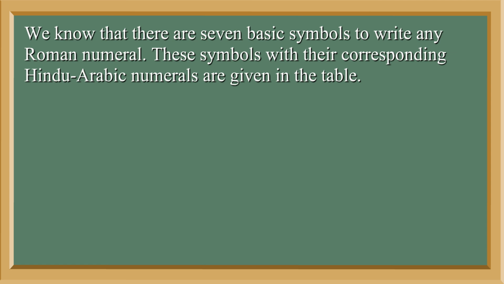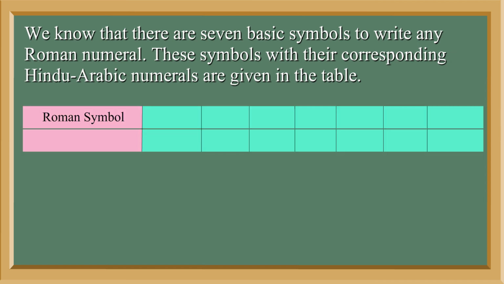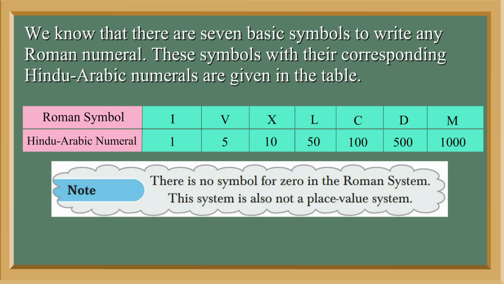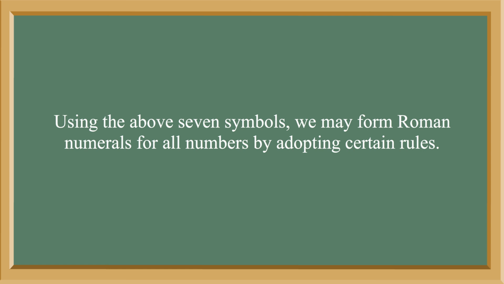These symbols with their corresponding Hindu-Arabic numerals are given in the table. Roman symbol I, V, X, L, C, D, M. Hindu-Arabic numeral 1, 5, 10, 50, 100, 500, 1000. Note: there is no symbol for 0 in the Roman system. This system is also not a place value system. Using the above 7 symbols, we may form Roman numerals for all numbers by adopting certain rules.